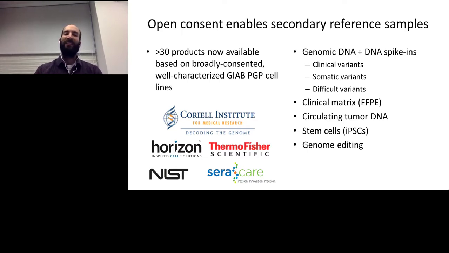There's also work been done to put these cells in a matrix that would mimic what clinical samples would look like. So for example, in formalin-fixed paraffin-embedded samples, there are some that are being developed to mimic circulating tumor DNA. There are now stem cells available from Coriell, and there may be more of these developed in the future. And then in the future, there are some groups that are looking at editing these genomes where you might be able to edit in particular variants of interest for benchmarking.